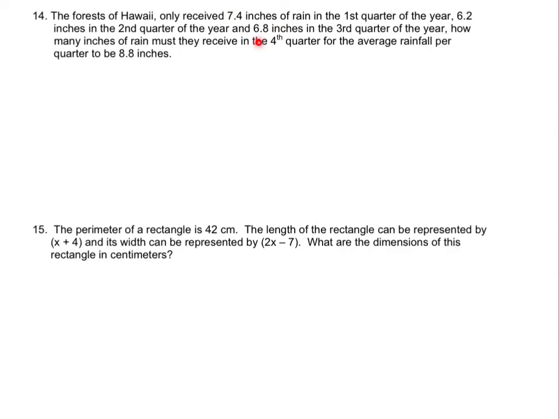So when I set this problem up, we're going to take 7.4 inches for the first quarter, and we're going to add 6.2 from the second quarter, and then we're going to add 6.8 from the third quarter. And now I don't know how much rain was in the fourth quarter, so I'm going to use a variable, and I'm just going to use x in this case, so we're going to add x, okay? And then we know altogether that this average over here is going to give us 8.8, okay?